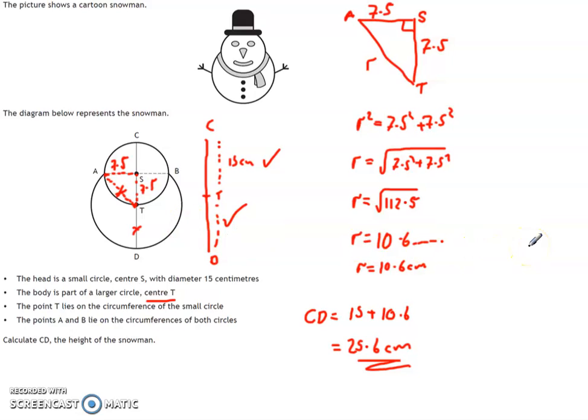A question like this, we have to be able to look at the scenario, interpret it, extract the information, and then figure out the answer to the solution from there. Once we've done it, we then communicate that solution effectively. So I say fine, so my height C to D is equal to 25.6 centimetres. So the snowman is 25.6 centimetres in this picture.